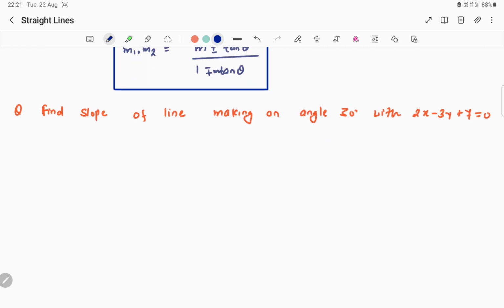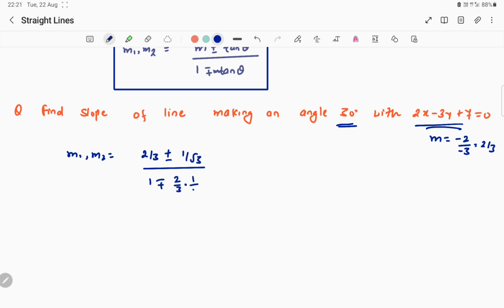Suppose we have a question like find the slope of a line making an angle 30 degree with this line. So indirectly they're giving the slope. What is the slope? Slope is minus coefficient of x divided by coefficient of y, which is 2 by 3. So you want the slope, isn't it? So m is 2 by 3, plus or minus tan 30 which is 1 by root 3, divided by 1 minus or plus m, which is 2 by 3, into slope, which is 1 by root 3. So solve for plus and minus.